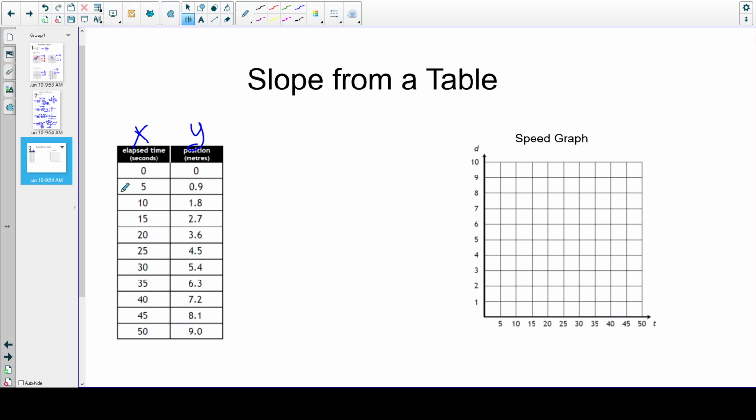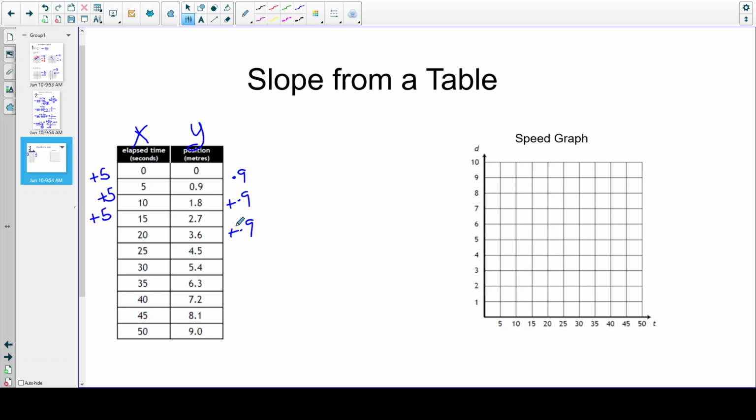So now, as I increase horizontally, this is going to be plus 5, plus 5, plus 5. So my change horizontally is 5 every time. Now my change vertically is 0.9, so plus 0.9, plus 0.9, plus 0.9. Those numbers are a little bit more awkward to work with.